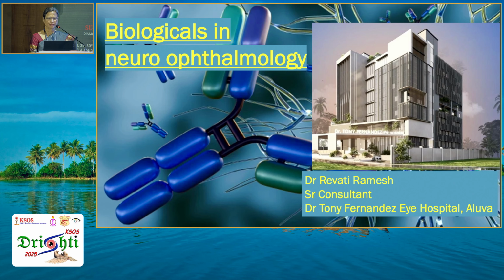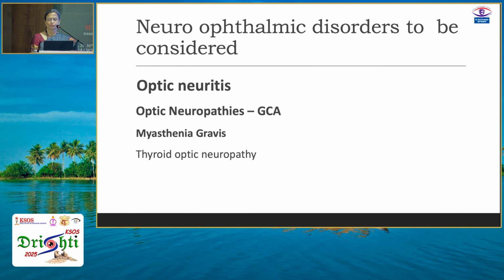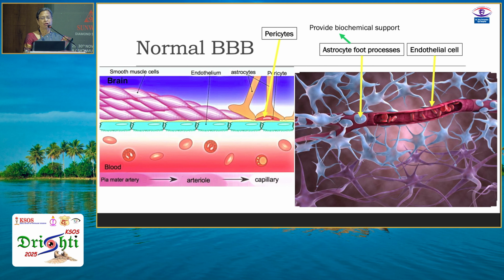Good morning, everybody. I'll go into the topic immediately. In neuro-ophthalmology, the neuro-ophthalmic disorders to be considered for treatment with biologics are optic neuritis, optic neuropathies, especially that associated with giant cell arteritis, myasthenia gravis, and thyroid optic neuropathy. Thyroid has already been dealt with in detail by my colleague, so I'll stick to the first three.